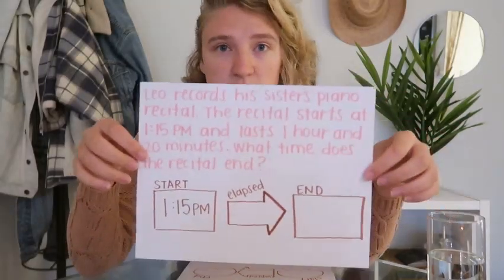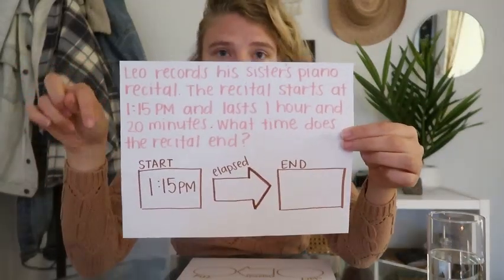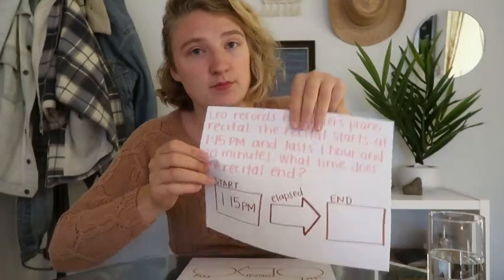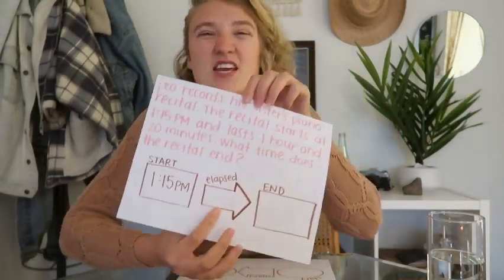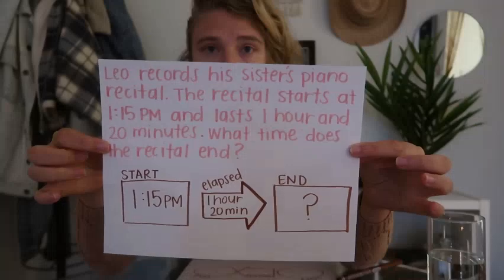Because it's super important that I pay attention to that, because that will come into play in a couple problems, whether you're going from a.m. to p.m. Okay, and then it says that it lasts 1 hour and 20 minutes. So that means my elapsed time is 1 hour and 20 minutes. That's how long it lasts, that time in between the start time and end time. So I'll put that right in the middle. And then I'm gonna put a question mark in that last box to signify that that's what I'm gonna find. I'm trying to find the end time, okay?